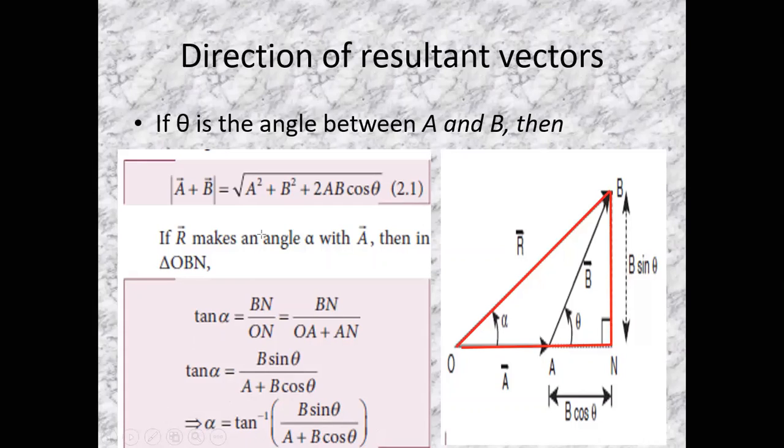So in vector addition, we have learned two things: one is the magnitude and another one is the direction. The magnitude of the resultant vector is the modulus of A vector plus B vector, that is R, which is equal to root of A square plus B square plus 2AB cos theta. And the direction is given by alpha is equal to tan inverse of B sin theta by A plus B cos theta. So this is how we find the sum of two vectors which are inclined to each other using the vector addition method.